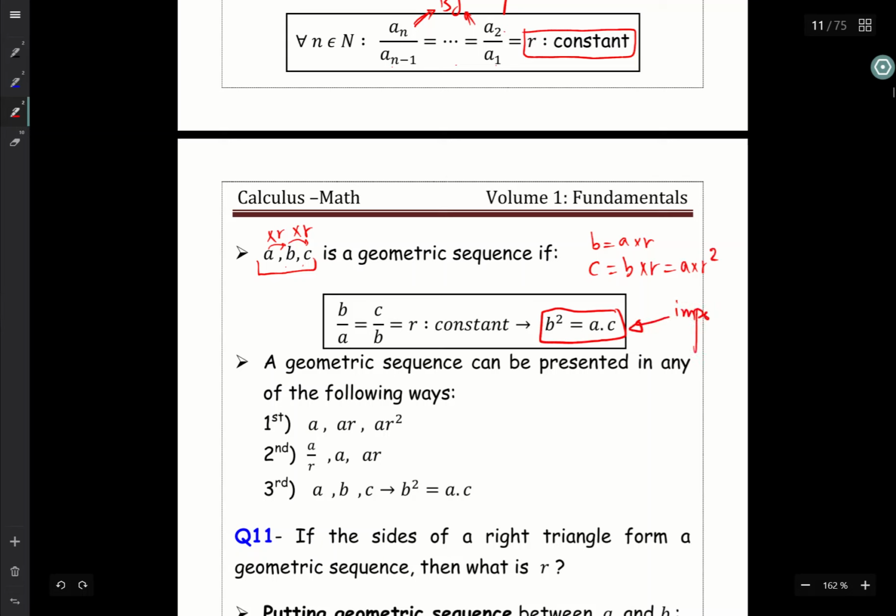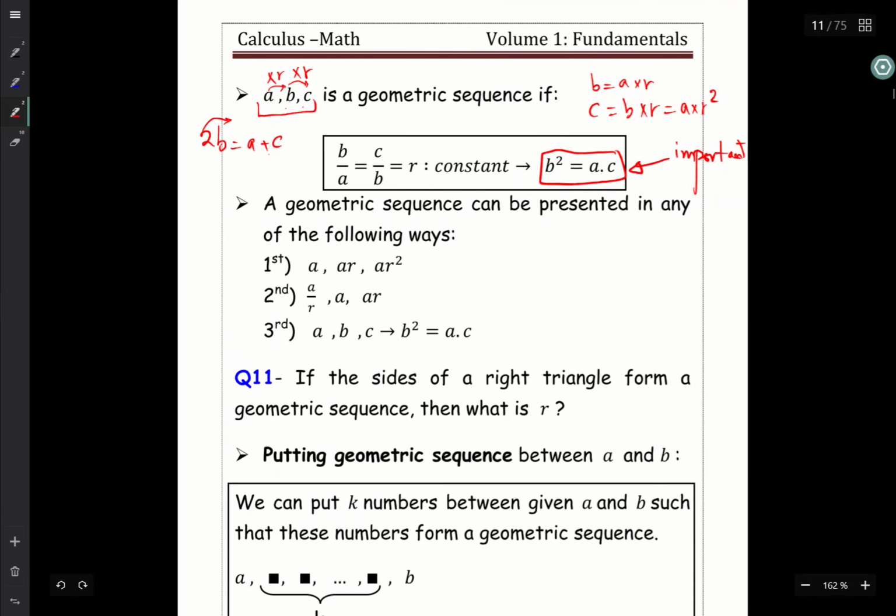This is important. Now, in arithmetic sequences, we had 2B equals A plus C. Now, you see the similarities here. 2 goes to the power and sum becomes multiplication. This is generally true. The analogy between arithmetic and geometric series, right? And this becomes times. A geometric sequence can be presented in any of the following ways. Exactly the discussion, similar to discussion we had in arithmetic sequences.